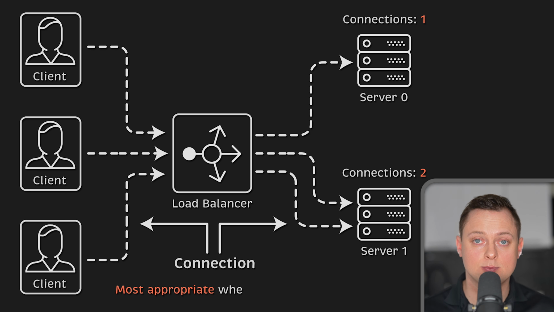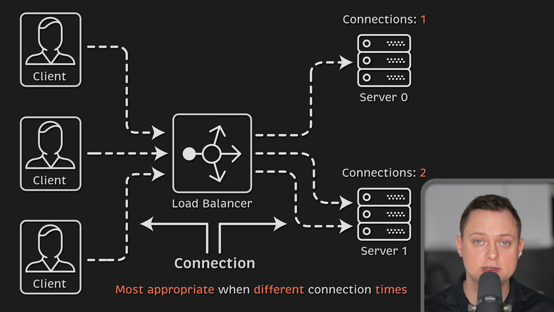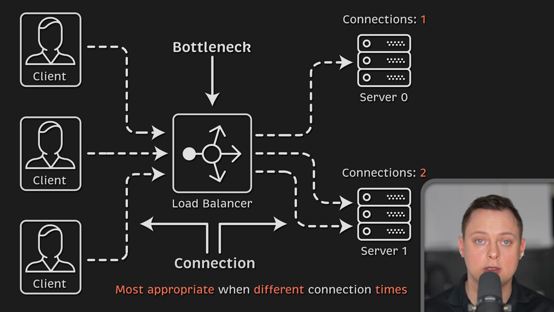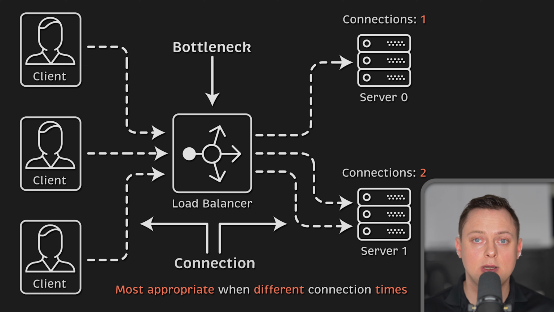This algorithm is most appropriate when you have requests with different connection times, especially when you have a lot of persistent connections, such as WebSockets. Now, because additional calculations are required to determine the server with the least number of connections, it may increase the load on the load balancer itself, and it can become a bottleneck.